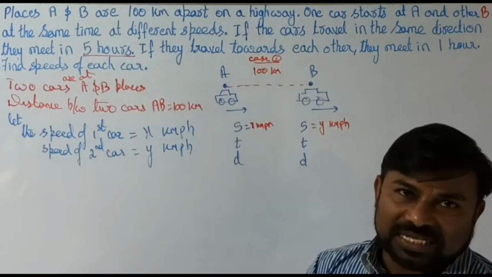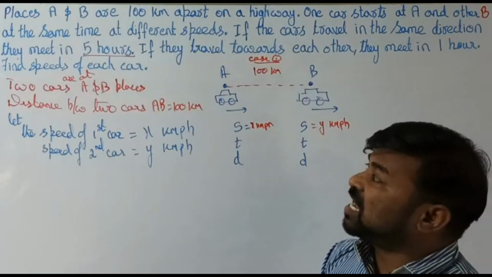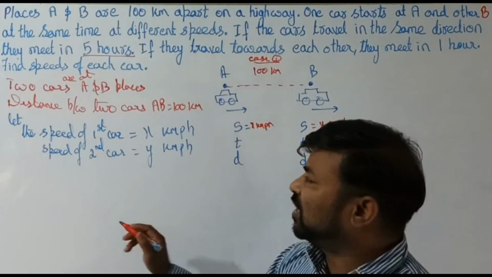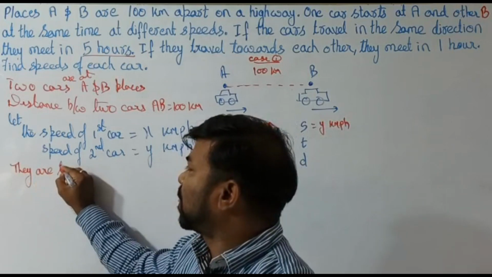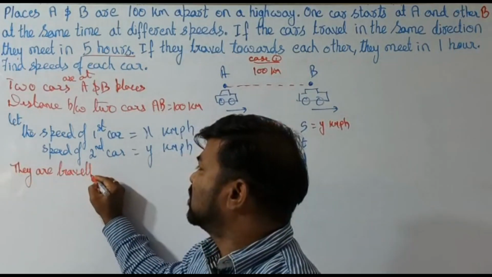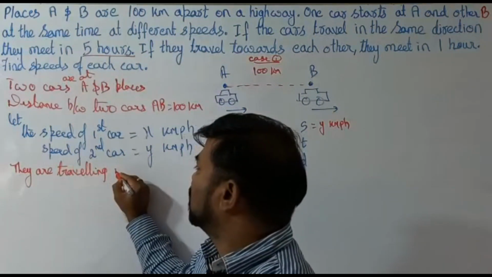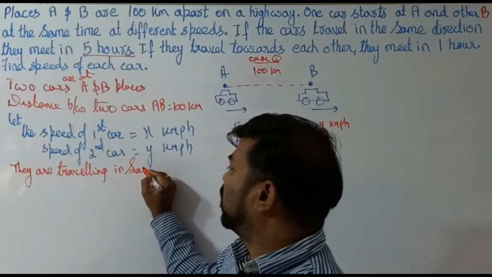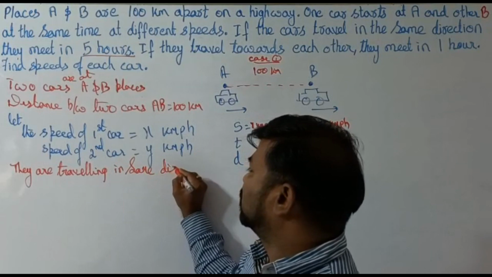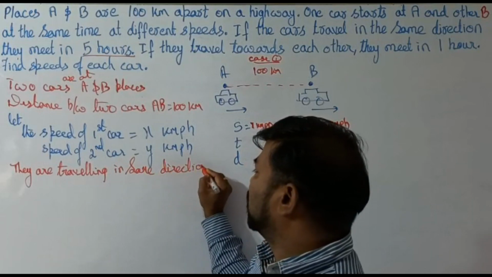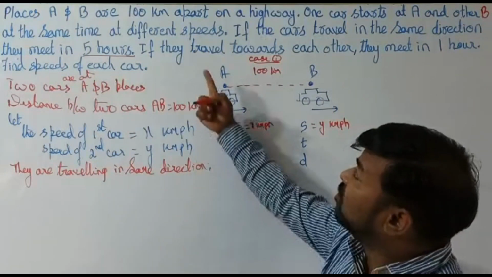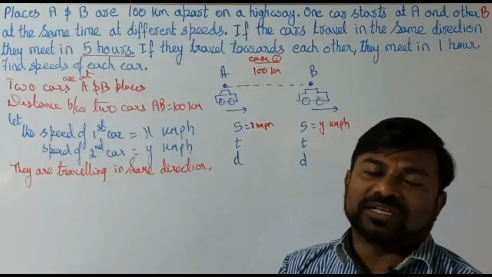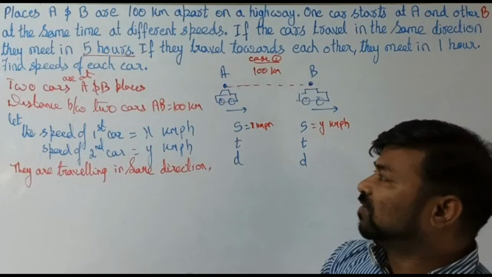What is the case? They are traveling in the same direction. This is the point we are talking about. They are traveling in the same direction. We got it? So we are done with the speed. And for what time are they traveling? They are traveling for 5 hours.